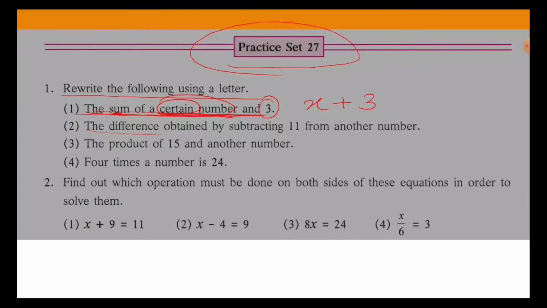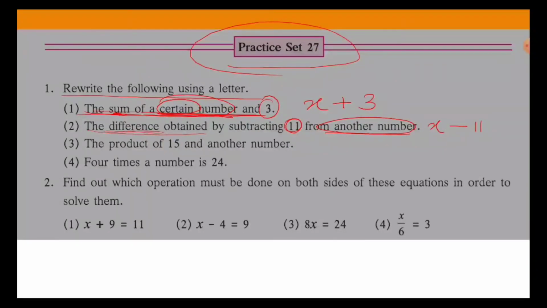The difference between, the difference का मतलब यहाँ पर होता है subtraction. Okay, so we have to subtract. What we have to subtract? Obtained by subtracting 11 from another number. Another number we don't know, but we will be subtracting 11 from another number. The another number will be x, so it will be x minus 11.